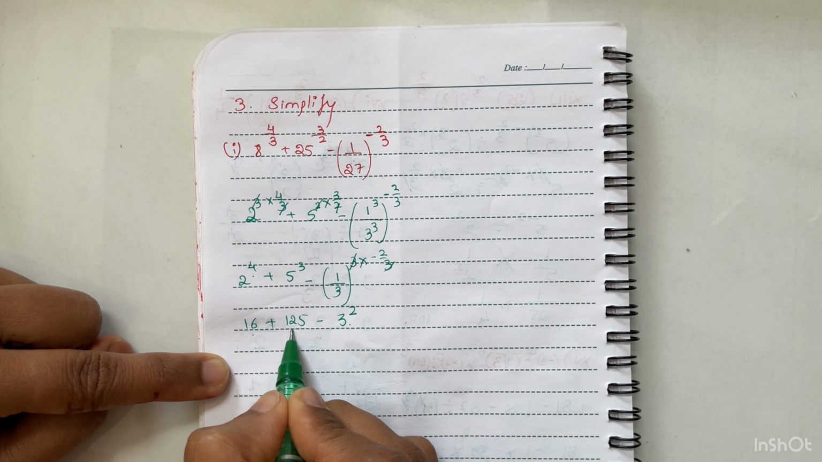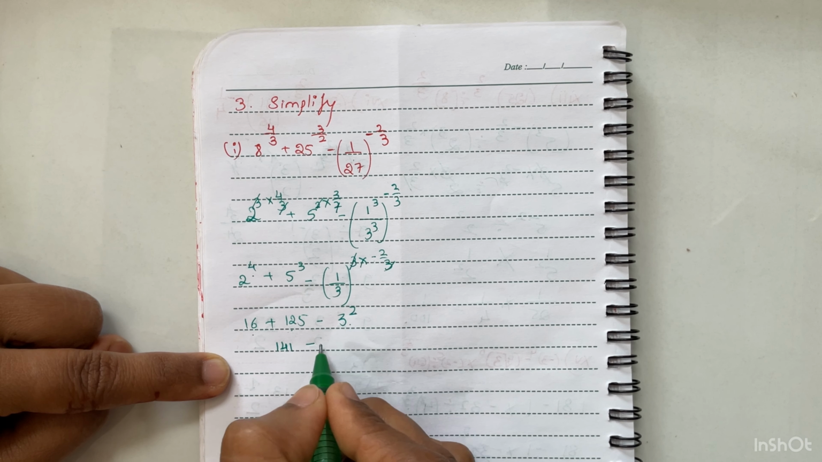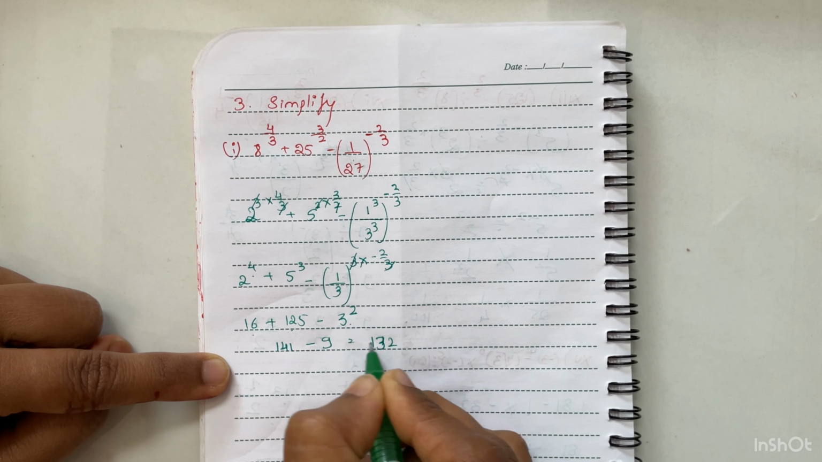Now 16 plus 125 we need to add. After addition I'll get 141, and this is 3 3s are 9. So now after subtraction I'll get the answer, that is 132, okay.